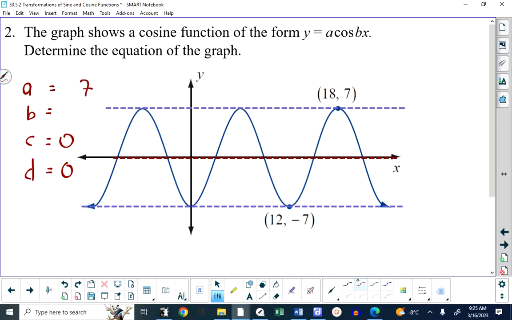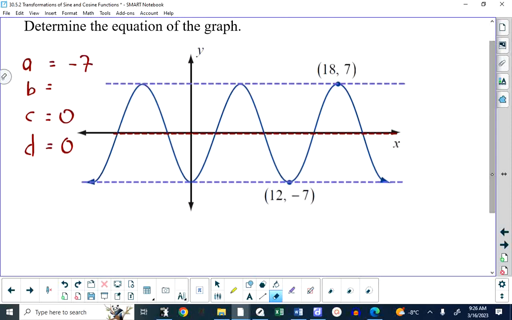But can A be 7 to give us this graph if C and D are both 0? Why not, Allie? Has to be negative. Has to be negative because this is a cosine function. The start point of cosine if A were positive 7 would be at the top going down. But this starts at the bottom going up, and that tells us that A is -7. Now we need to figure out what B is, and then we have an answer to the question.